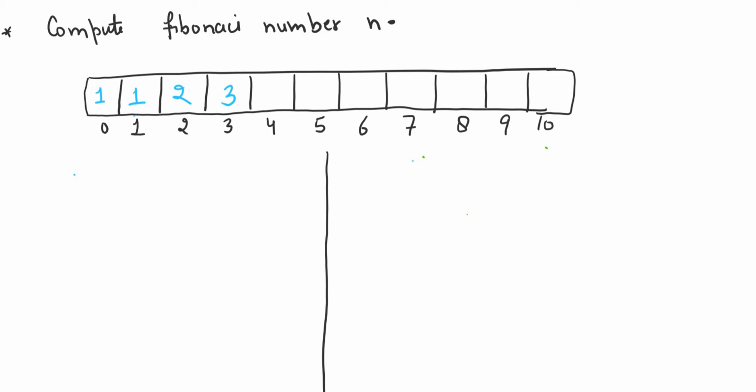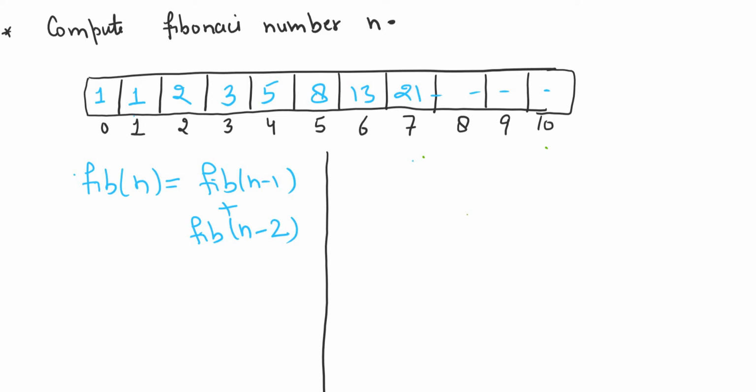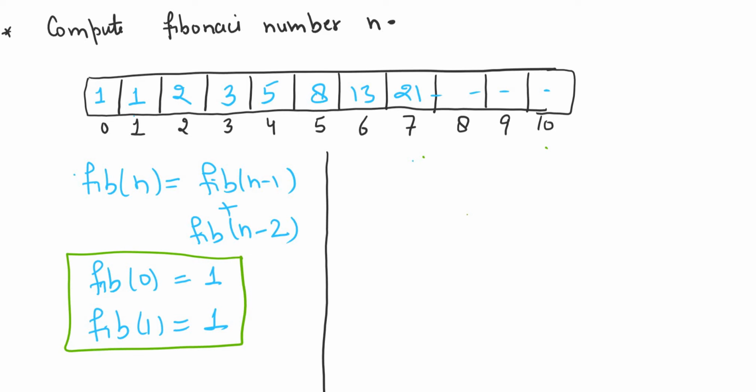The fourth element is 3 plus 2, 5. The fifth element is 5 plus 3, 8. The sixth element is 8 plus 5, 13. The seventh element is 13 plus 8, 21. And so on. So basically I can write Fibonacci of n is equal to Fibonacci of n minus 1 plus Fibonacci of n minus 2, and Fibonacci of 0 is equal to 1 and Fibonacci of 1 is also equal to 1. So these two are basically our base conditions.